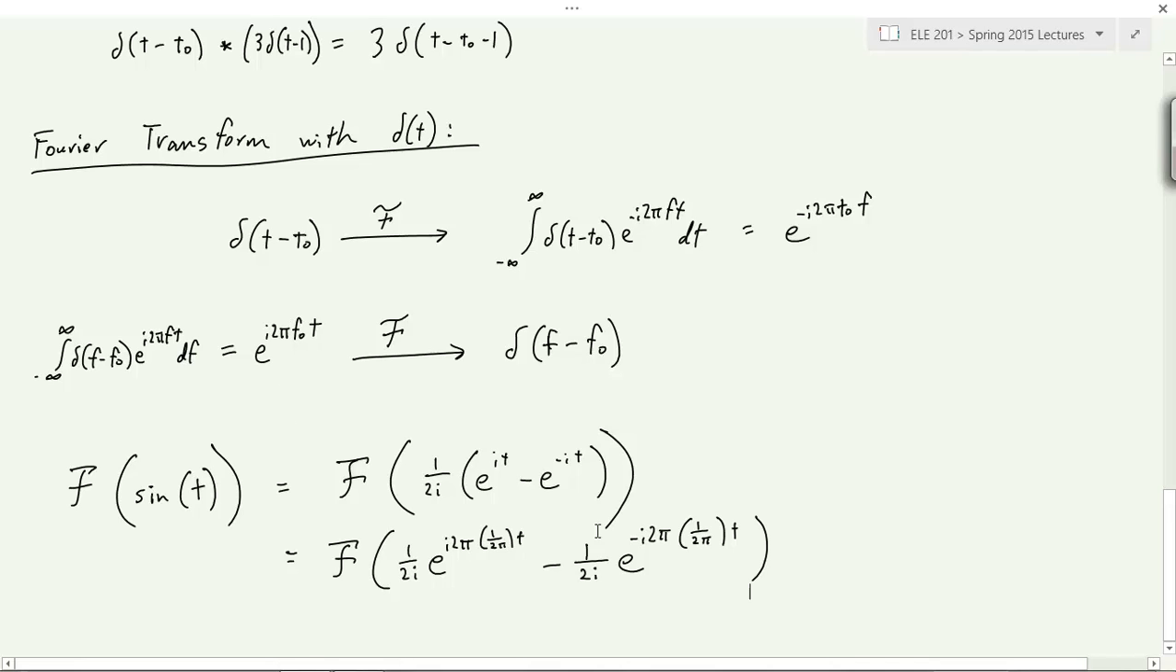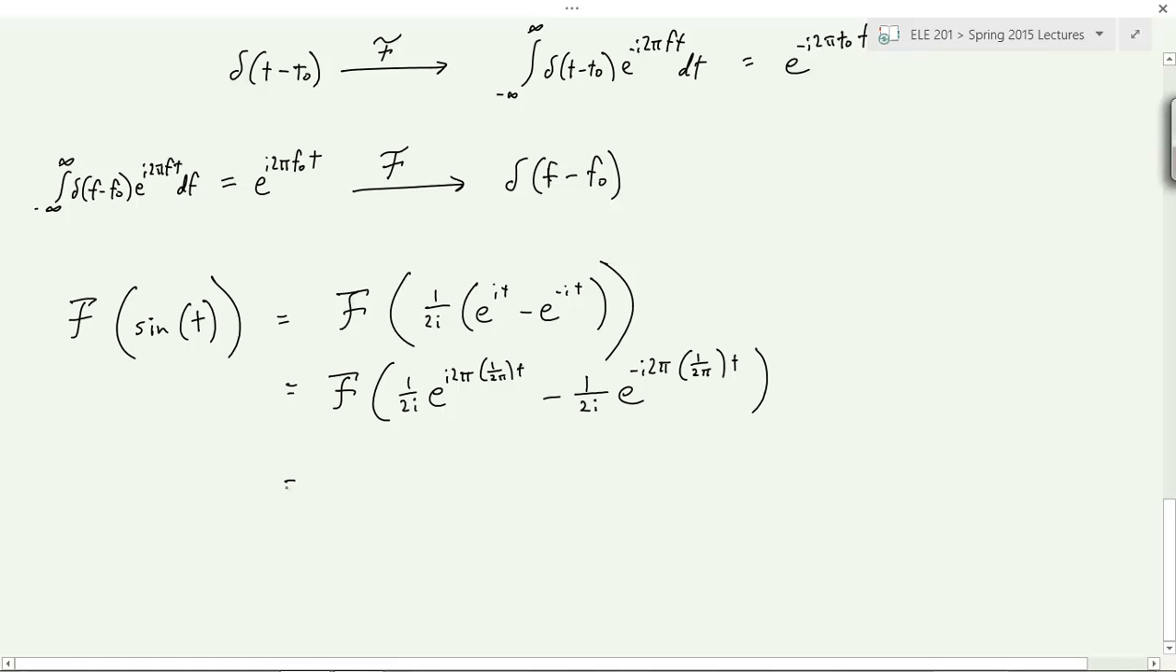We have a sum of two things. We can use linearity to handle them both separately. And we say that is exactly 1 over 2i, and the Fourier transform of this complex exponential we know is just a delta function, f minus 1 over 2 pi.